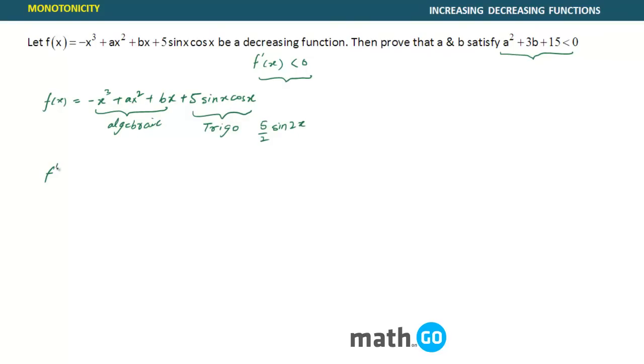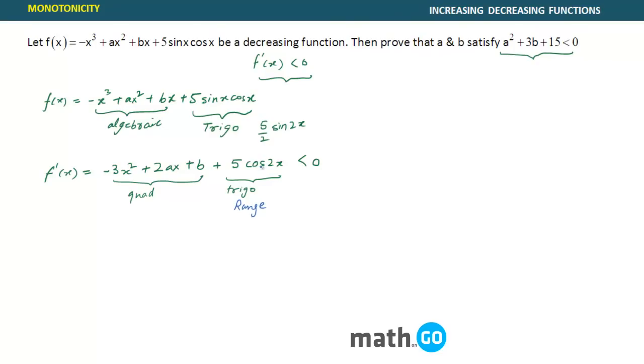So now let us differentiate. So if you differentiate, what it will become, minus 3x square plus 2ax plus b, and what will be the derivative of 5 by 2 sine 2x? It will be 5 cos 2x, because 2 will get cancelled out because of the chain rule, right? And you want this particular stuff to be always less than 0. Now let us see what is happening. So here is a quadratic and here is the trigonometry, right? And if I talk about this trigo specifically, so what is the range of this trigonometric function?